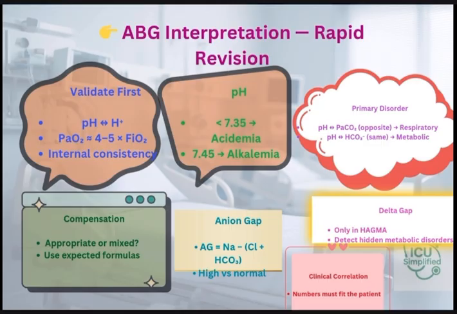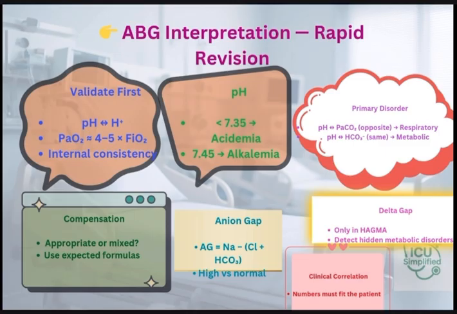Next, look at the pH. A pH less than 7.35 indicates acidemia, while a pH greater than 7.45 indicates alkalemia. Then identify the primary disorder. If the pH and PaCO2 move in opposite directions, the disorder is respiratory. If the pH and bicarbonate move in the same direction, the disorder is metabolic.